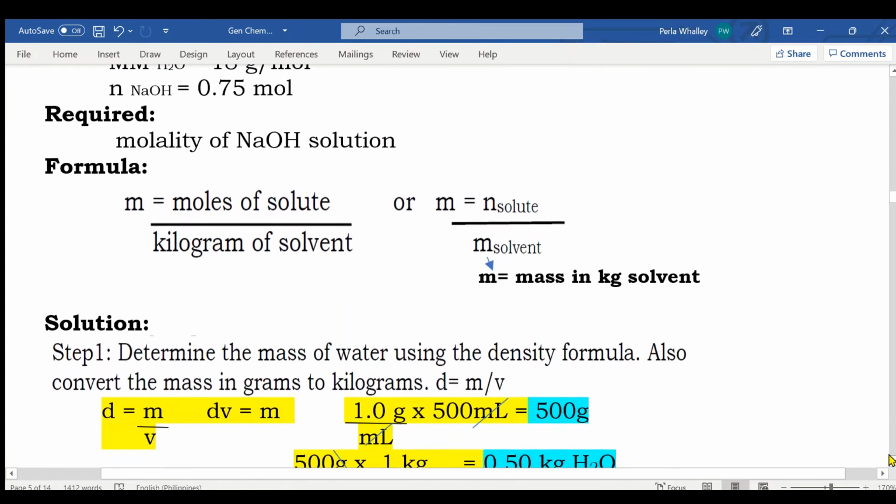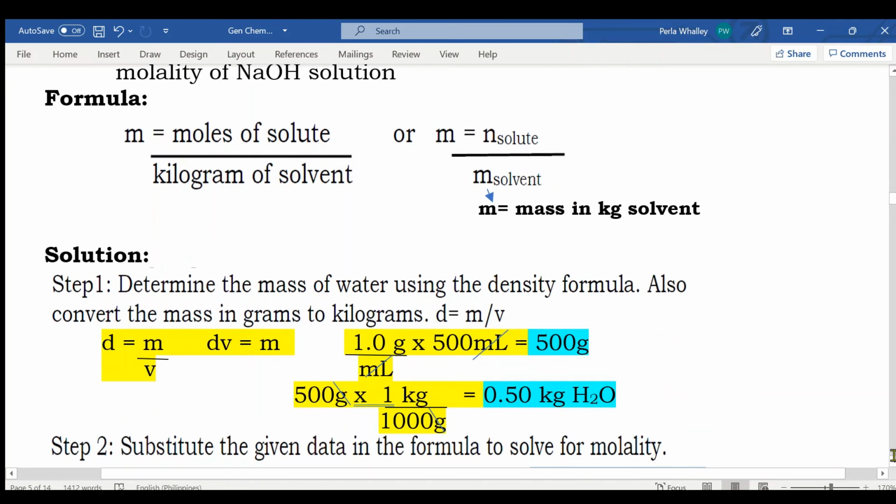Formula: molality, moles of solute divided by kilogram of solvent, or m is equal to n solute, that is mole solute, divided by mass of solvent in kilogram. Solution. Step 1. Determine the mass of water using the density formula. Also convert the mass in grams to kilograms.